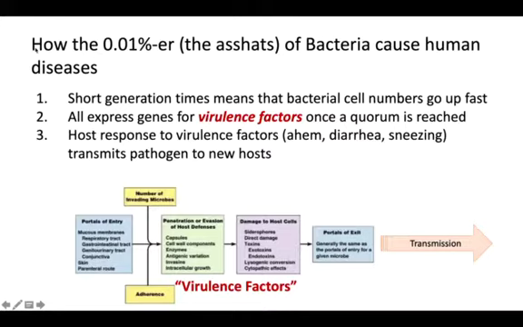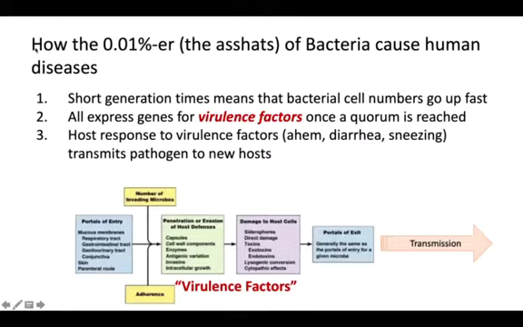So at some point, our immune system kicks in and maybe conquers or gets rid of that pathogen. But also at some point, these pathogens will run out of nutrients and then they need to move on to new hosts. And they'll do that by exiting the body in a similar way or through the same system in which they entered.